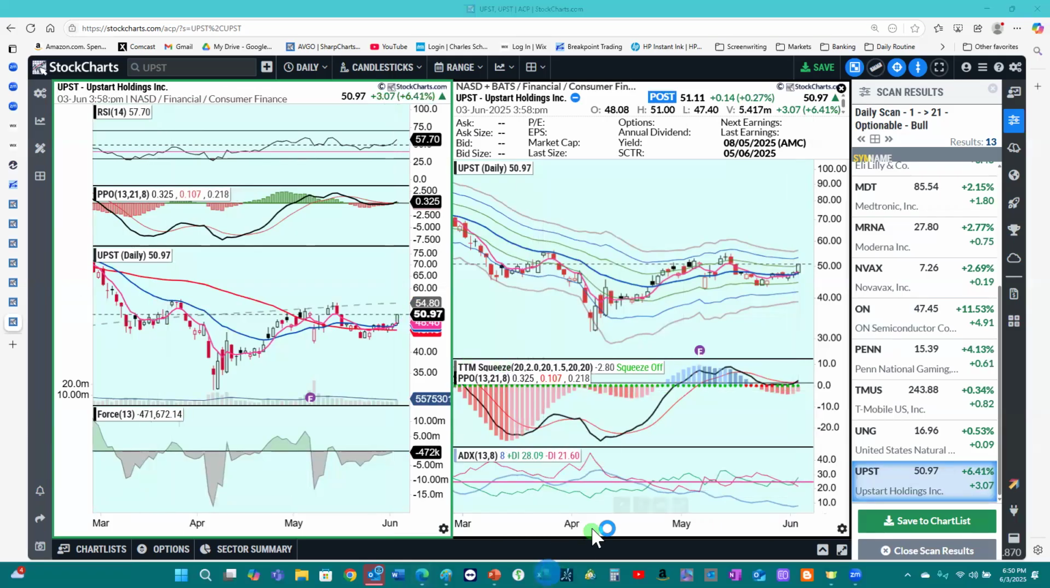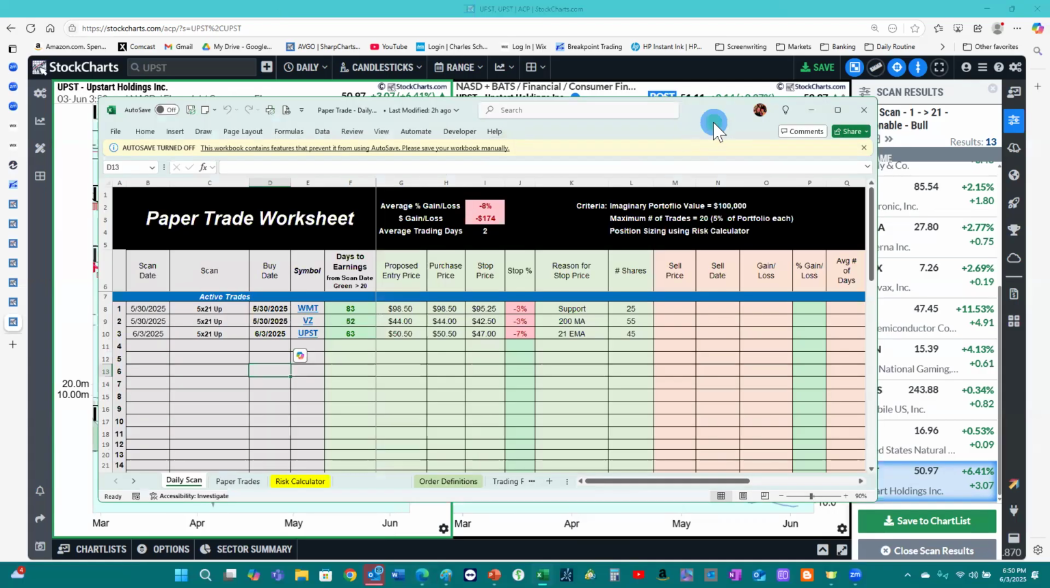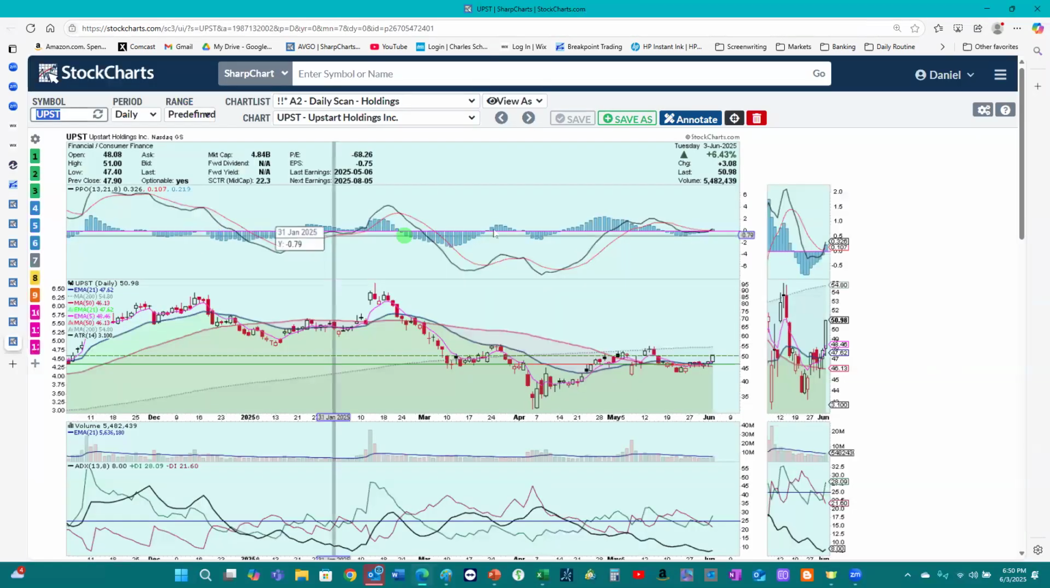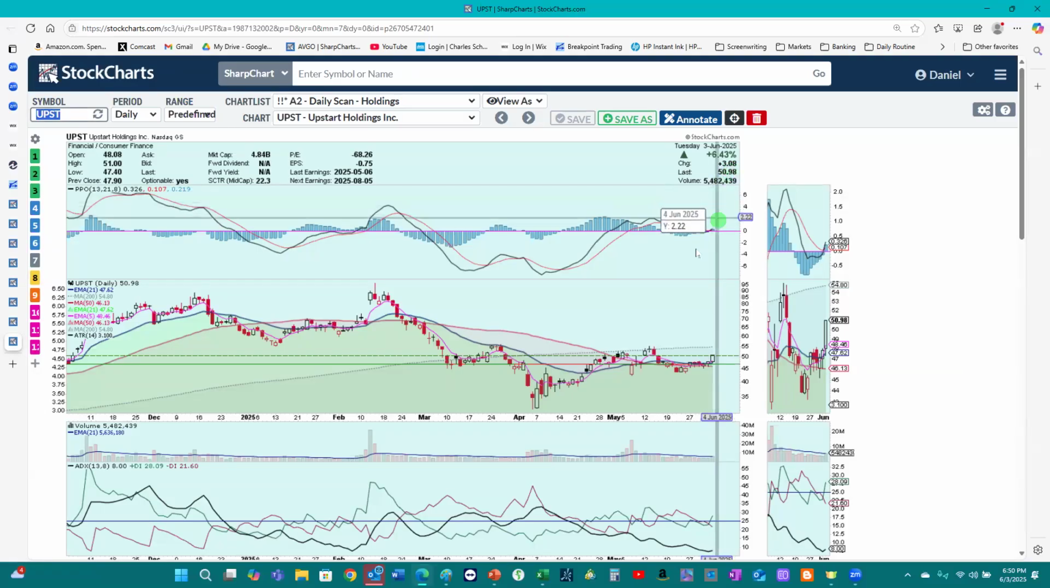So let me show you the daily scan of what it looks like right now. So there we go. There's our three: Walmart, Verizon we added previously, and Upstart is on there as well now. So $50.50 was the price that we bought it at, right near the end of the day today. So if we look at this one, you can see it actually ended almost at 51. So it's up 50 cents already.